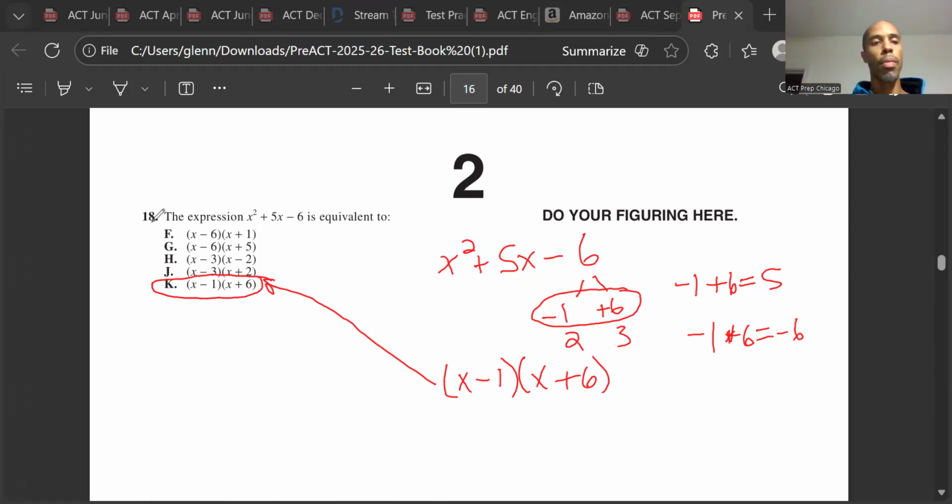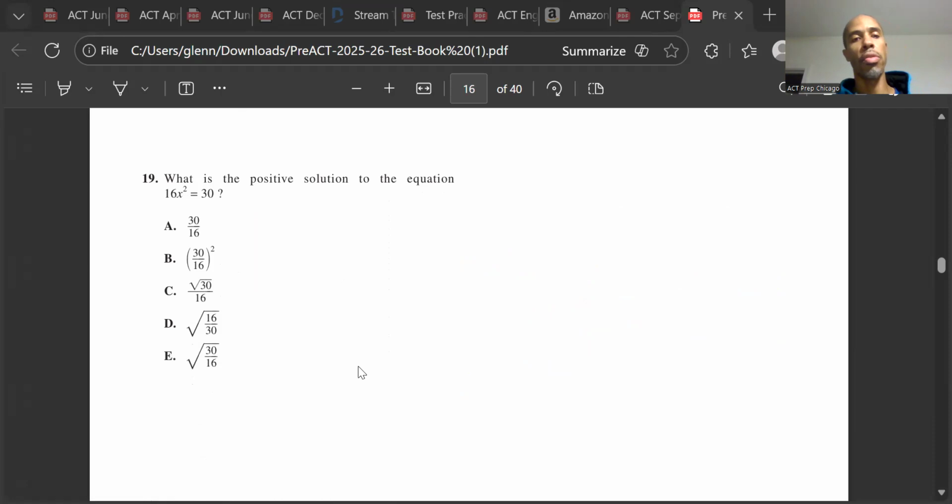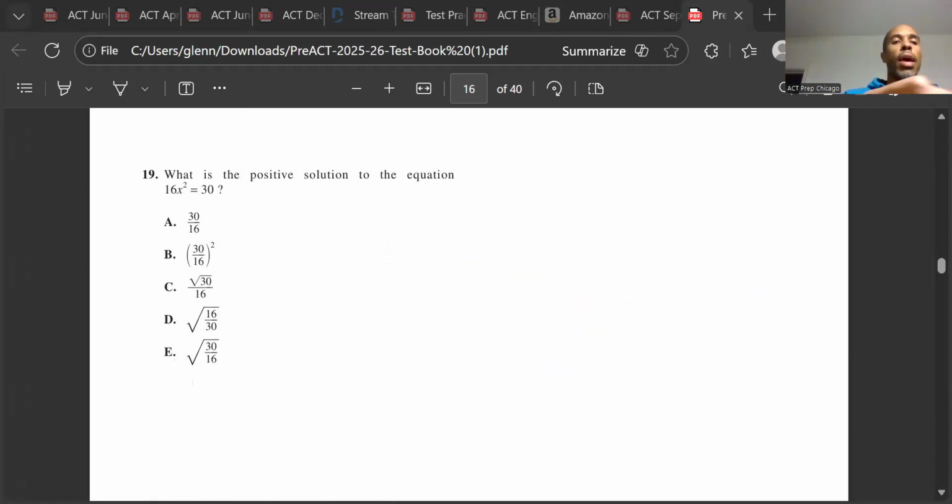All right. Okay, let's move on to the next one, which is number 19. It says, what is the positive solution to the equation? Why do they ask for the positive solution? Because since it is x squared, when you square root, you should get plus or minus, right? I'll show you in just a second.